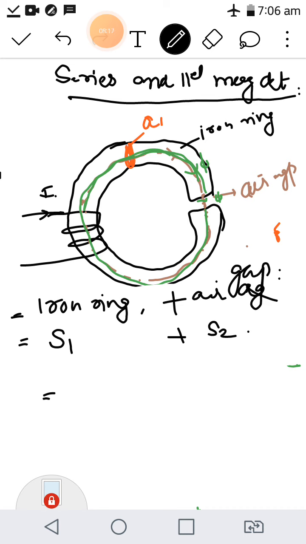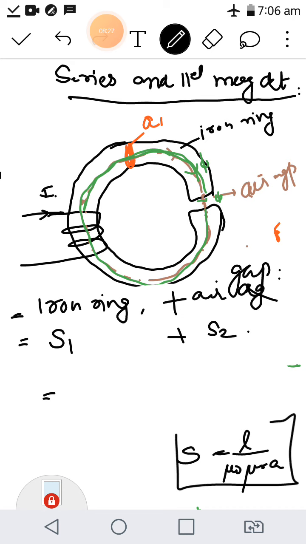The normal expression for the reluctance S is equal to L divided by mu 0 mu r into A. This is the general expression for the reluctance. Okay, so the same thing you can apply here. What is S1? S1 is the part of the iron ring, so S1 is equal to L1. What is L1? This is the length of the magnetic circuit.